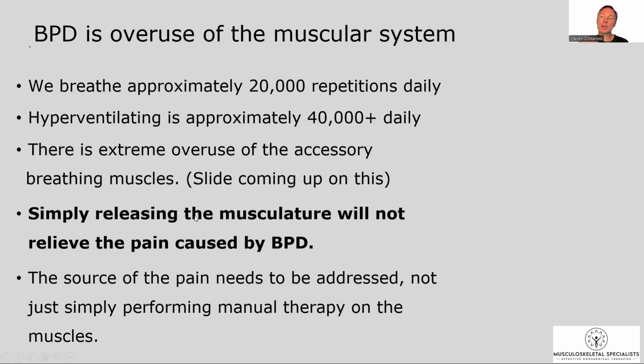Now, simply releasing the muscles of your neck and your chest will not relieve the pain caused by a breathing pattern disorder. And the reason why is you're breathing 20,000 times a day. If you're hyperventilating, if you're in a breathing pattern disorder, you could be breathing up to 40,000 because your breath is more shallow. You're not getting deep breaths. You're getting a bunch of little shallow breaths. And so those shallow breaths are coming from your scalene muscles here, your pec minor, and etc. I'm going to talk about that pretty soon.